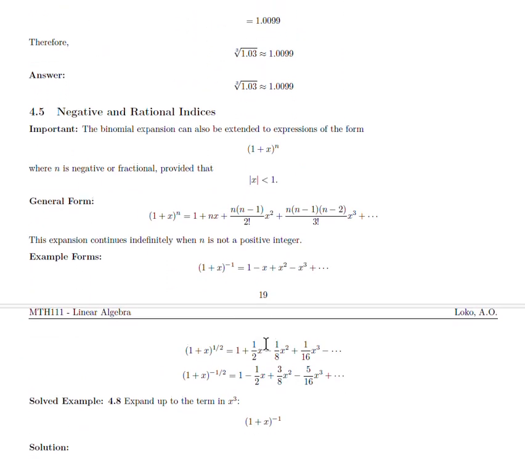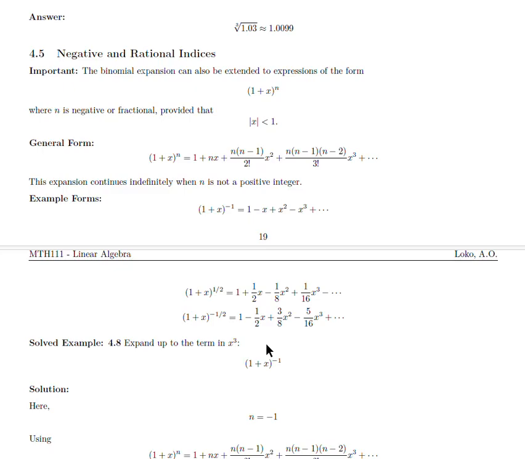So for negative and rational indices, or indices, of course, is the plural of index, the binomial expansion can also be extended to expressions of this form, where absolute x is less than 1. Once any number less than 1 is rational, of course, or 0. But the case for 0 is any number raised to 0 is 1, so we're not concerned with that.